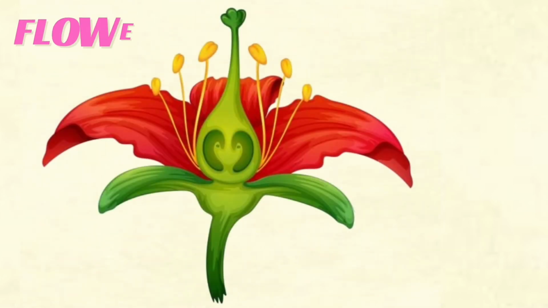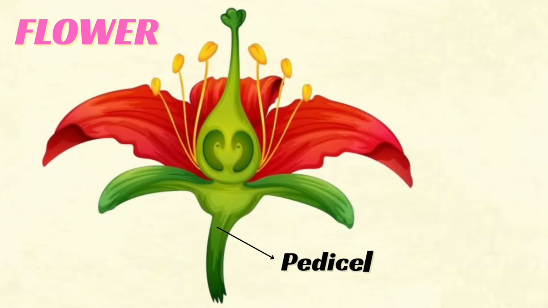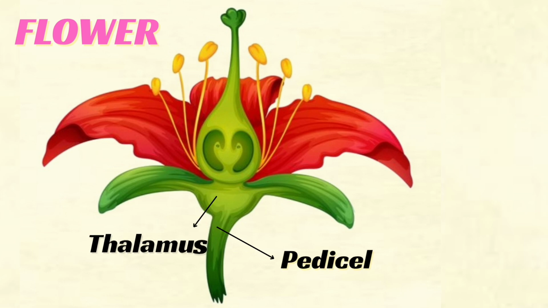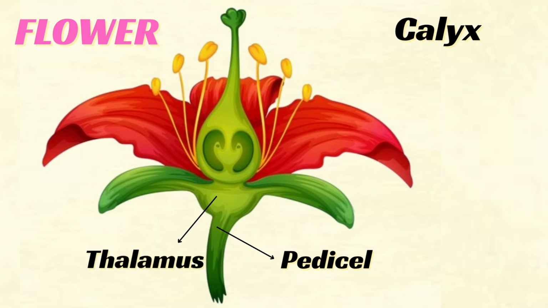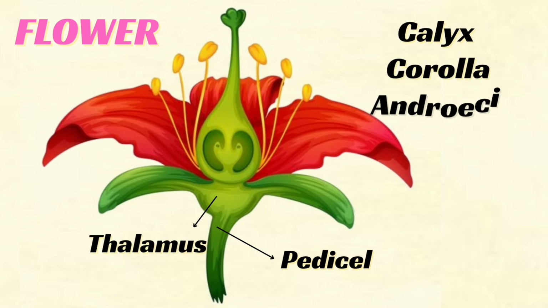You can see the flower is the reproductive structure of the plant. Generally, the flower arises from the axil of the leaf. The flower is generally borne on a stalk called pedicel. You can see that the tip of the pedicel is enlarged to form a disc-shaped thalamus. In the thalamus, the different parts of the flower are arranged in four concentric whorls. If you look from outside to inside, the flower whorls are calyx, corolla, androecium and gynoecium.